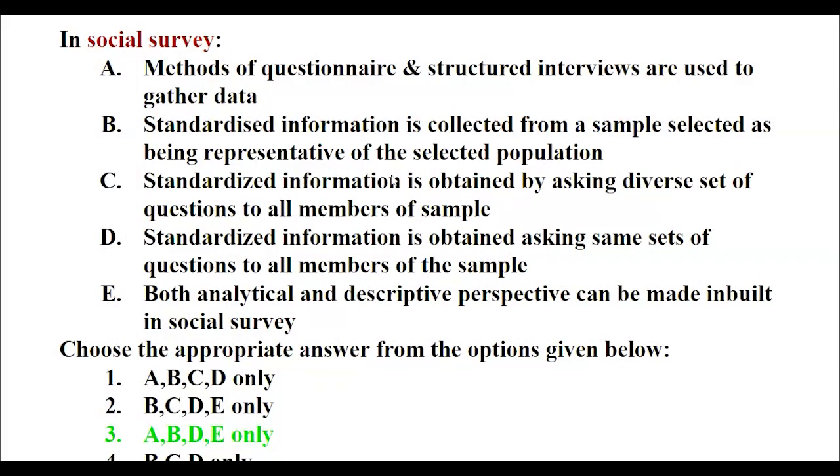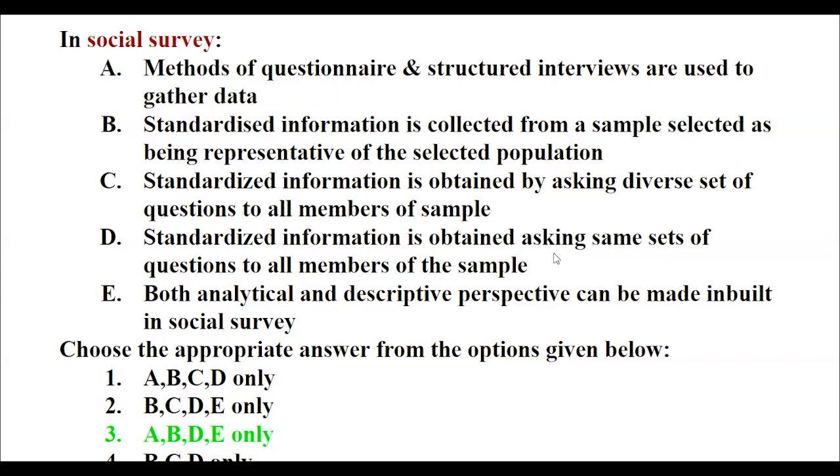So, in the social survey method, the right options are A, B, D, and E. Option C is not right according to social survey, which says standardized information is obtained by asking a diverse set of questions to all members of the sample. This is not right. We don't ask a diverse set of questions to all members of the sample. Instead, we would ask the same set of questions to all members of the sample. How can we generalize the result if we ask a diverse set of questions to the sample?